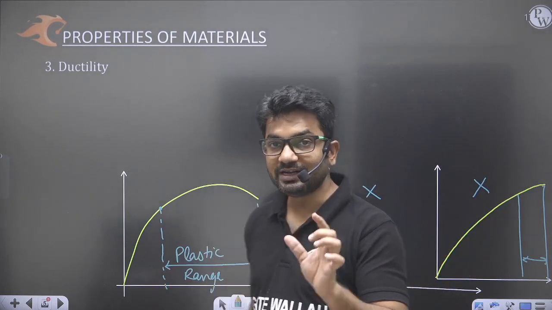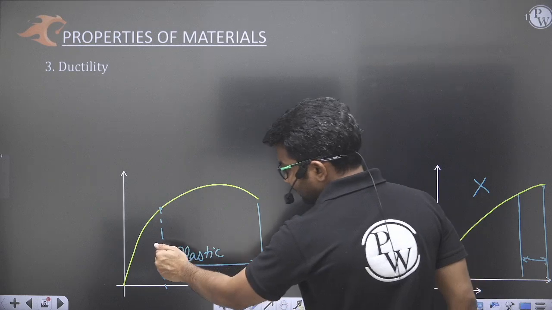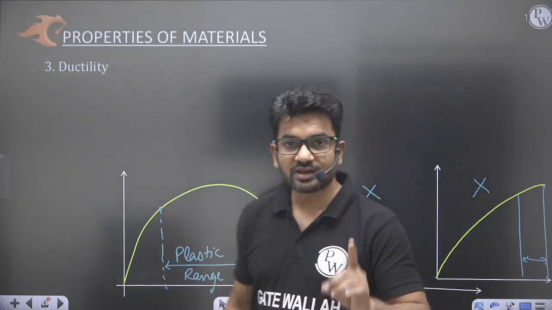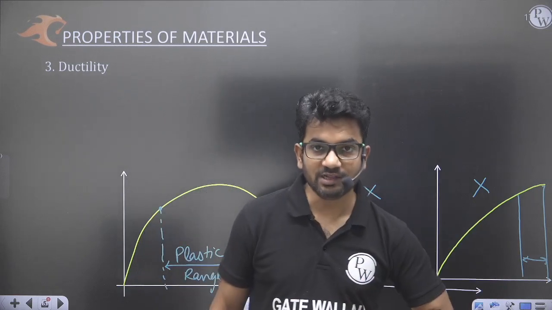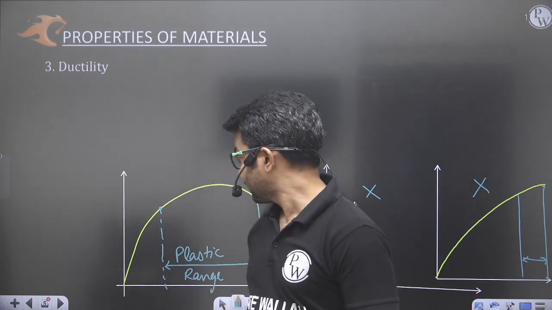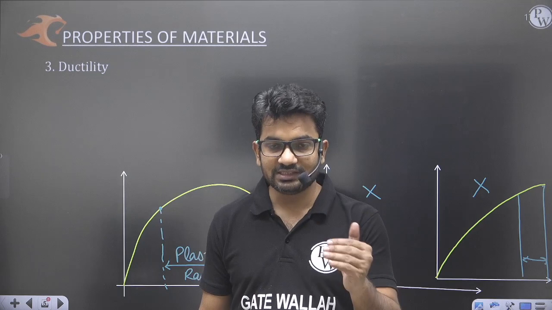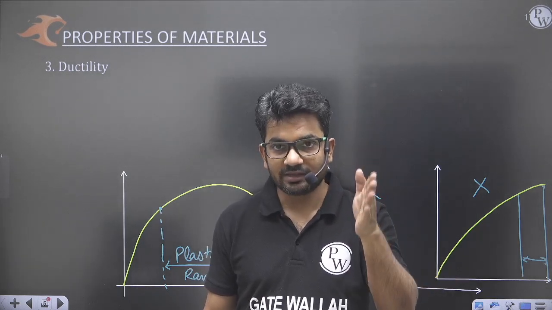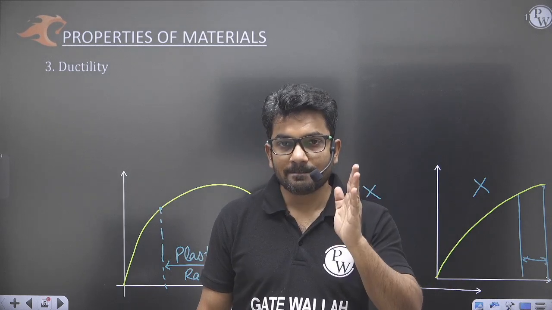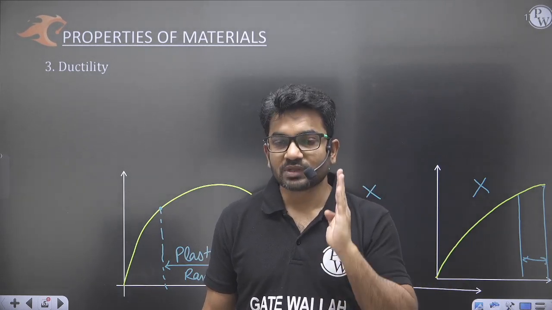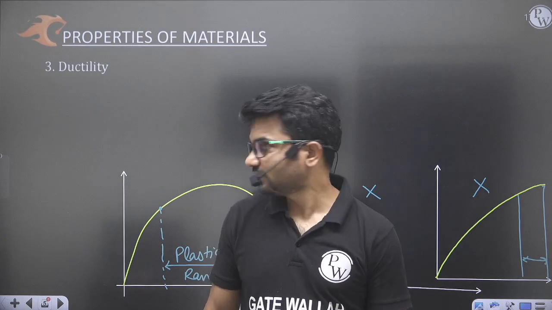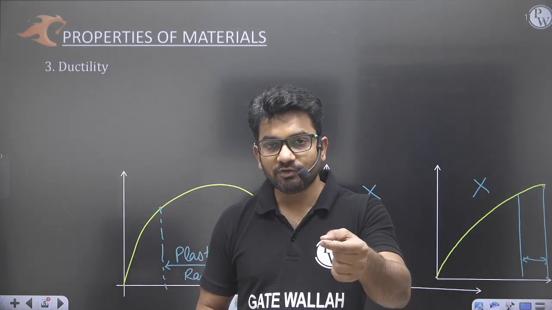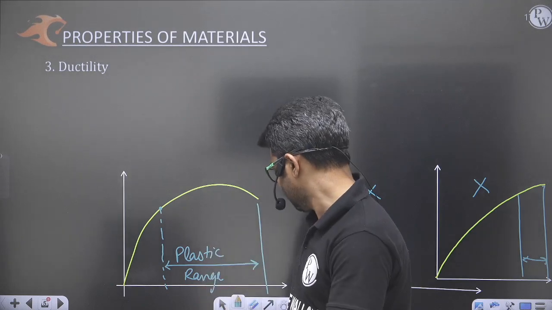So for the property of ductility to exist, the material should have a large plastic range. Materials which have a large plastic range are called ductile materials, and materials which have a small plastic range fracture at very little strain. Those materials are called brittle materials. So ductility is the ability of a material to be drawn into thin wires.